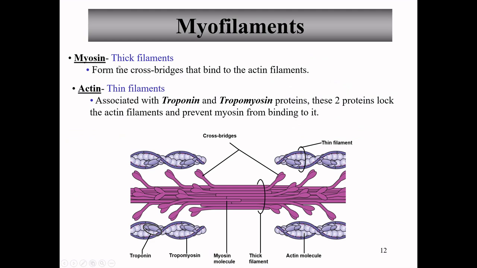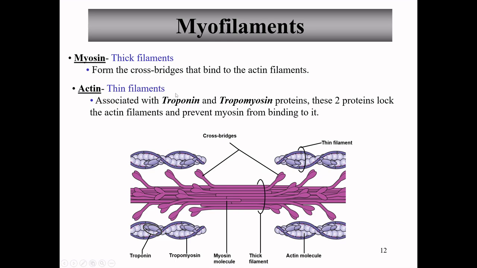So, myosin are thick filaments, and what makes them special, they can form cross bridges that bind to actin filaments. So that's going to be important in contraction, which we have coming up. So myosin can form cross bridges. That's what we want to know. It can bind to the actin.